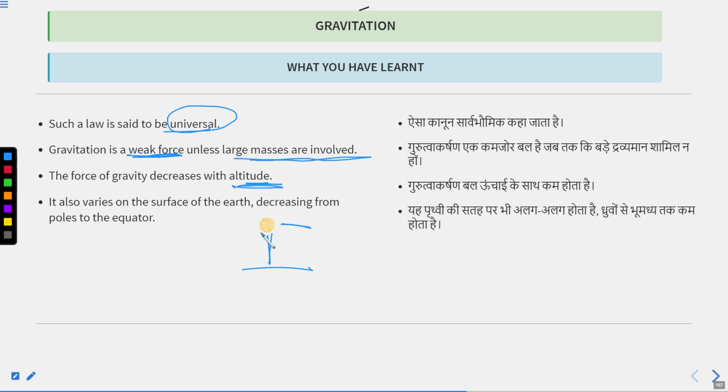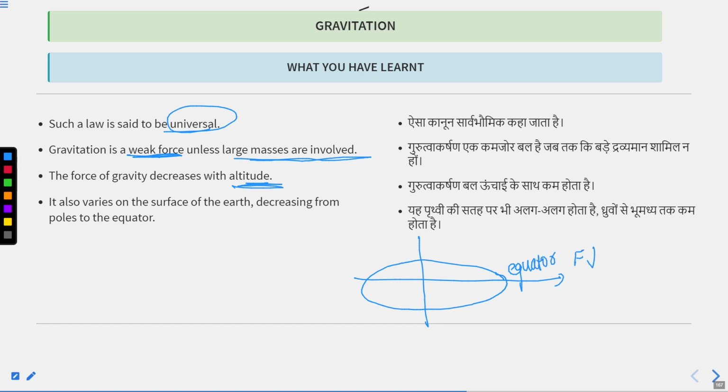It also varies on the surface of the Earth, as the surface of the Earth is not completely spherical. It is a little bit ellipse shaped. At the equator, gravitational force is less because the distance between the core of the Earth and the surface of the Earth is large, and at the poles the value of gravitational force is higher because the radius is smaller here. Is it clear, class?